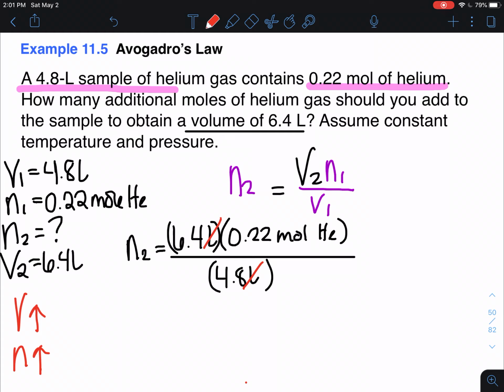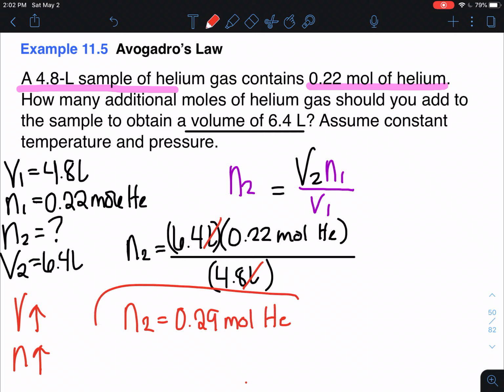So I have 6.4 multiplied by 0.22, and that's going to be over 4.8. And sure enough, we end up getting a larger number out for moles, so 0.2933. And then again, we need 2 sig figs, so we're just going to go ahead and erase these two. And it's mole helium. And that is our final answer.